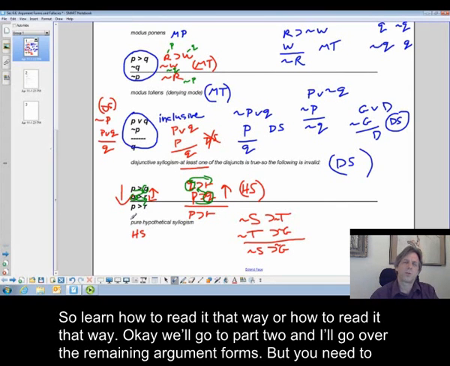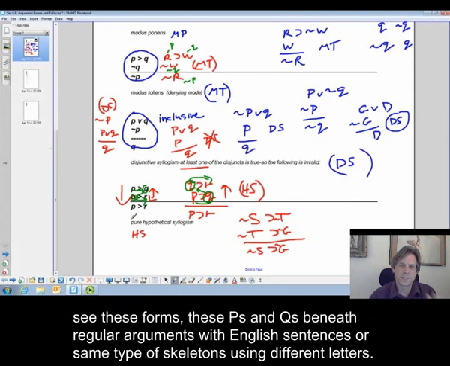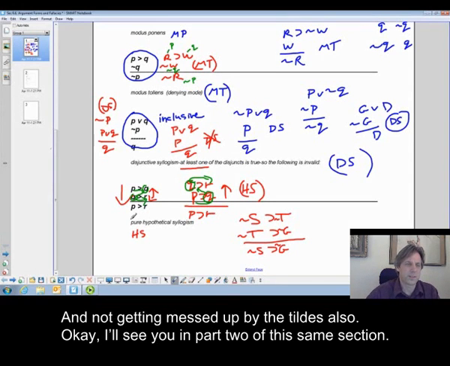Okay, we'll go to part 2 and I'll go over the remaining argument forms, but you need to see these forms, these P's and Q's, beneath regular arguments with English sentences, the same type of skeletons using different letters, okay, and not get messed up by the tildes also. Okay, I'll see you in part 2 of this same section.